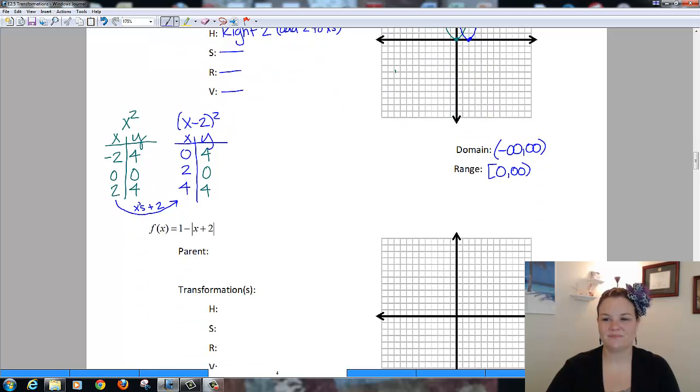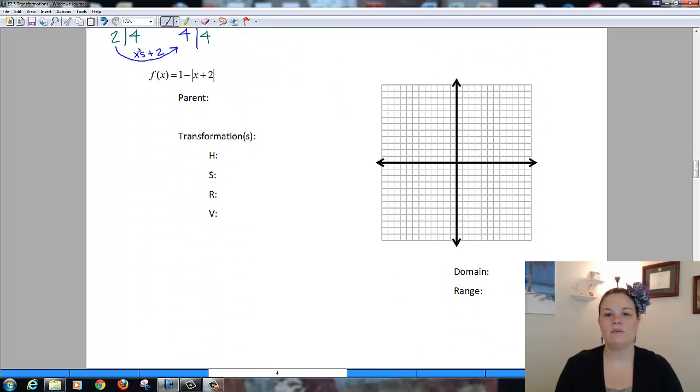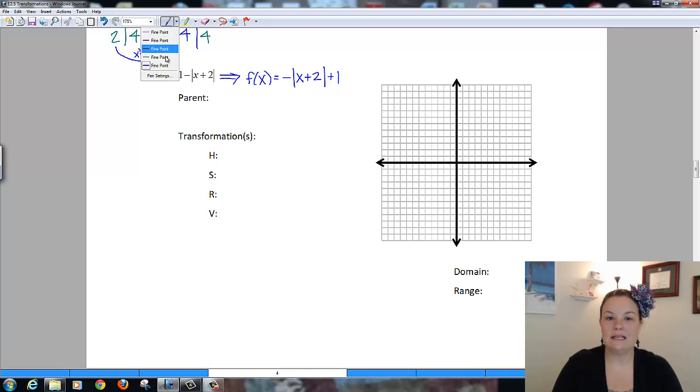Let's look at another one, okay? Here, I'm going to rewrite this because for some reason, anytime this 1 is written out front, it screws people up. So I'm going to rewrite this function as f of x is equal to negative absolute value of x plus 2 plus 1. Okay, so we should easily be able to see that our original parent function was the absolute value of x.